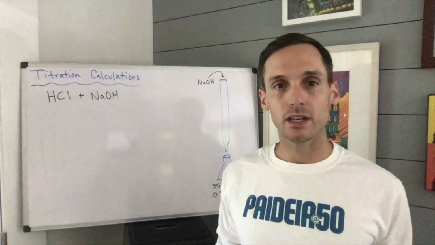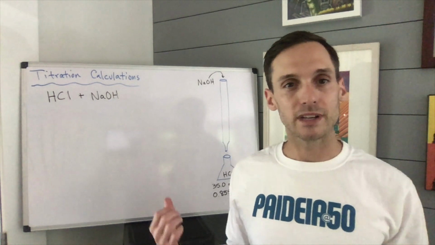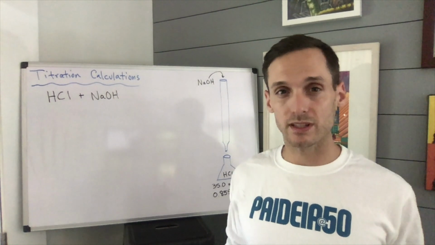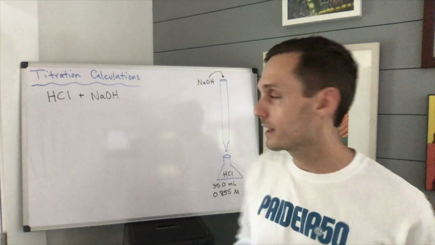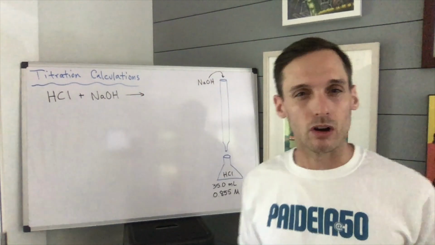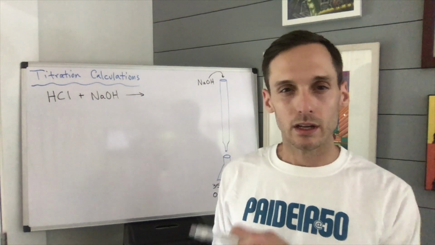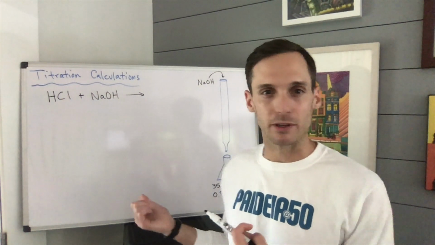Being that it's going to be a strong acid and a strong base always for us, this reaction will always produce the same two products. It's always going to give us what we call a salt, an ionic compound, and water. But it's just a double displacement reaction.